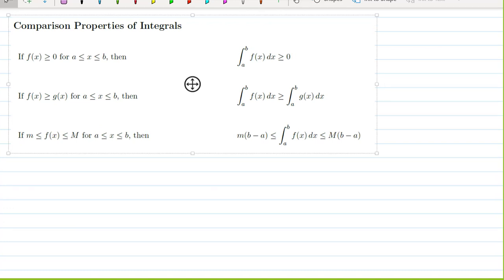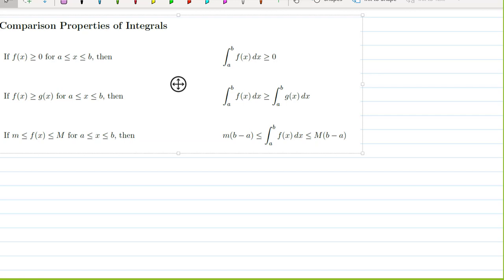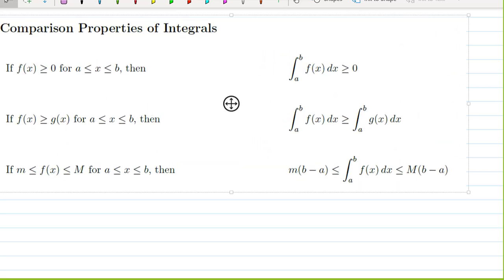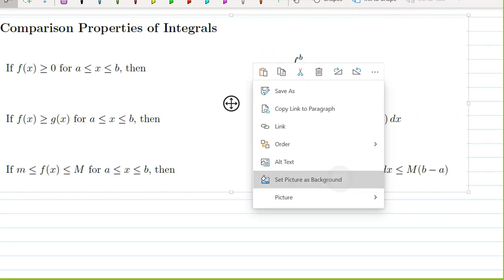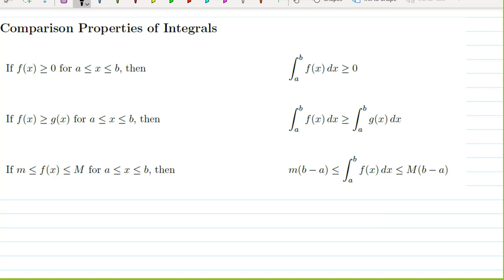So the first one is something that follows directly from our definition. If f of x is a positive function on an interval ab, then the integral of f of x dx on that interval has to be bigger than 0, because if it's above the x-axis, the area has to be positive.